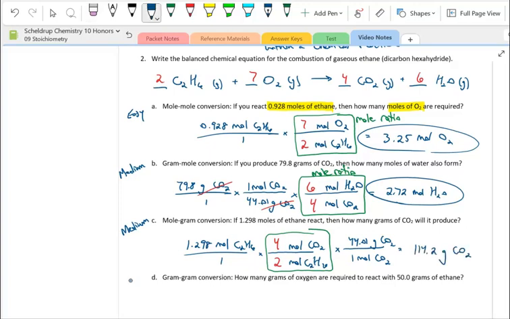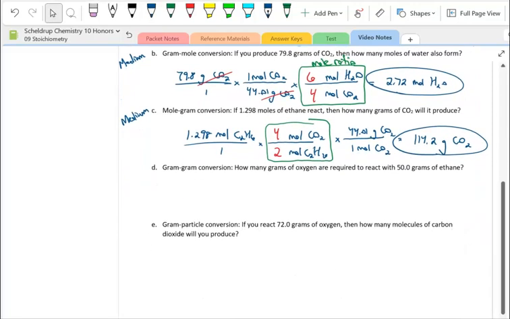114.2 grams of CO2 is my final answer. So I'm always matching the number of significant digits in that original number that we started with. Now, the last 2 here, I would say, are the more challenging. These are the harder versions of a basic stoichiometry conversion, and all they're doing is just throwing in other conversion factors.